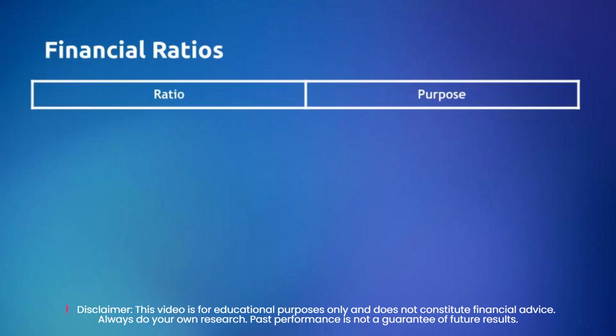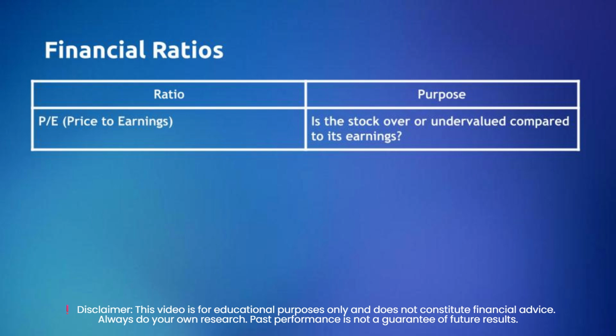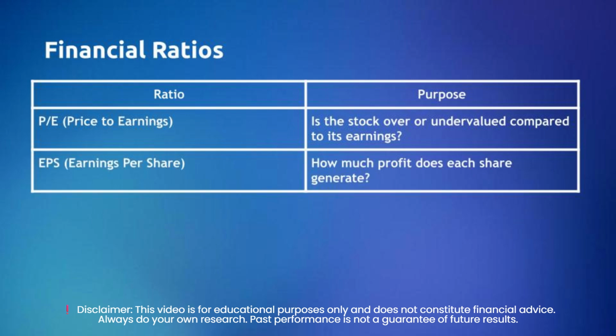2. Financial ratios. These help interpret financial data and compare companies. Some must-know ratios and their purpose. P/E, price to earnings: is the stock over or undervalued compared to its earnings? EPS, earnings per share: how much profit does each share generate?